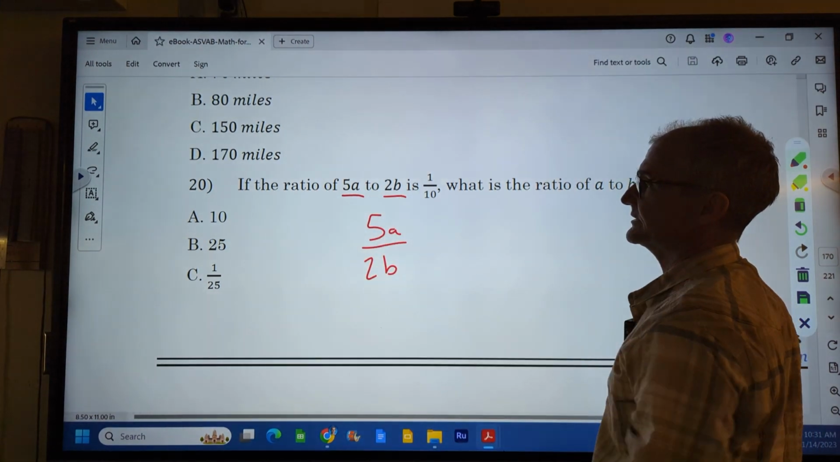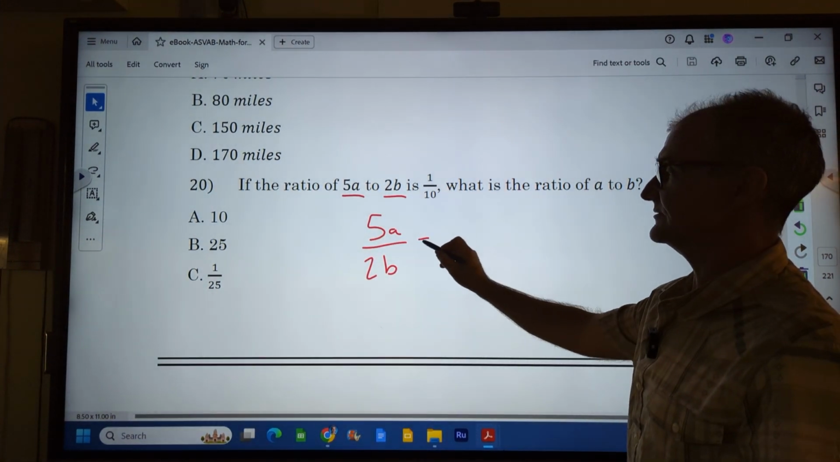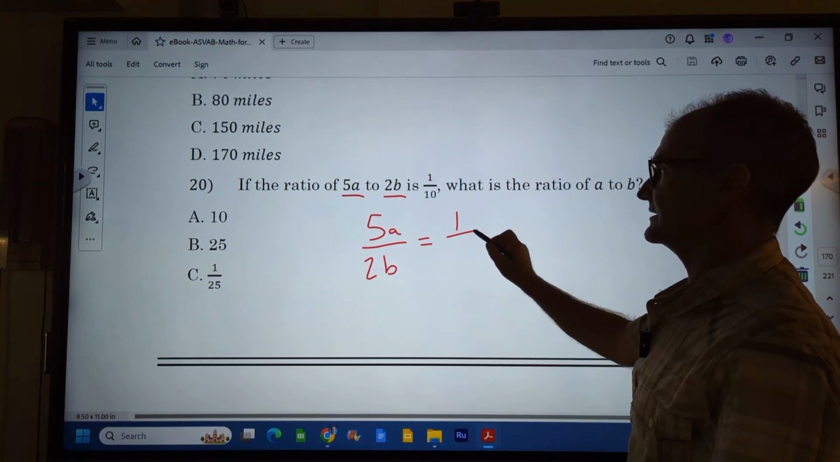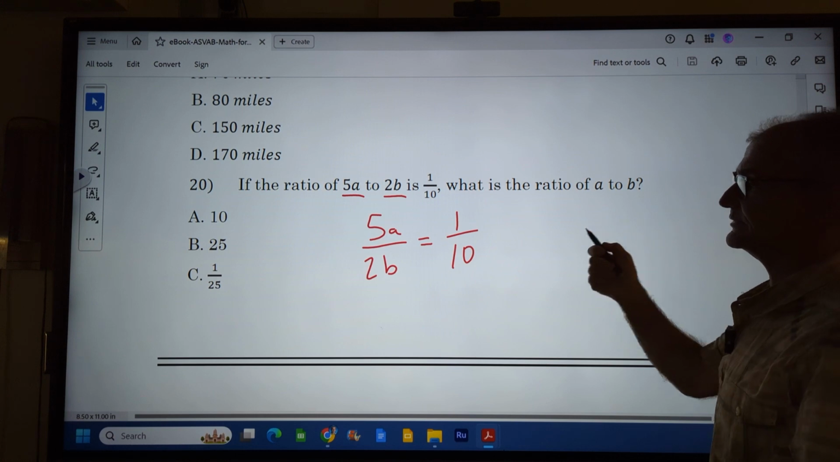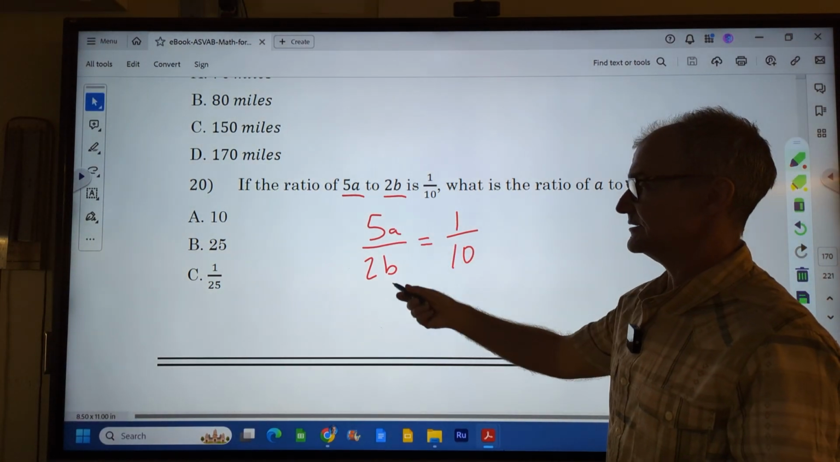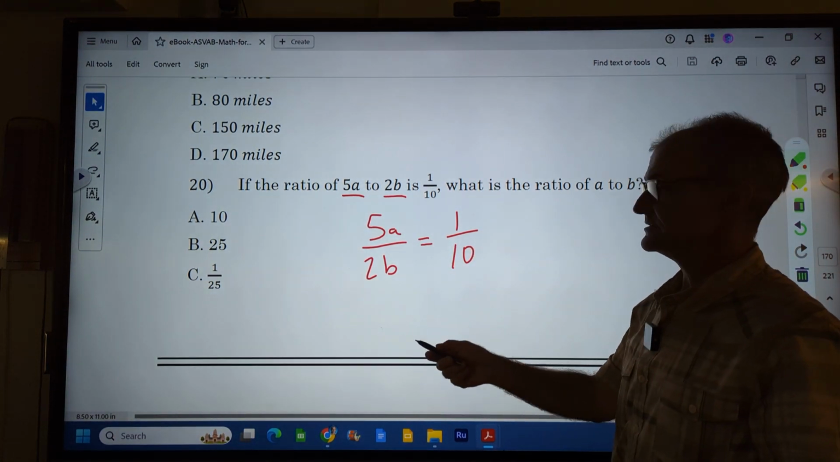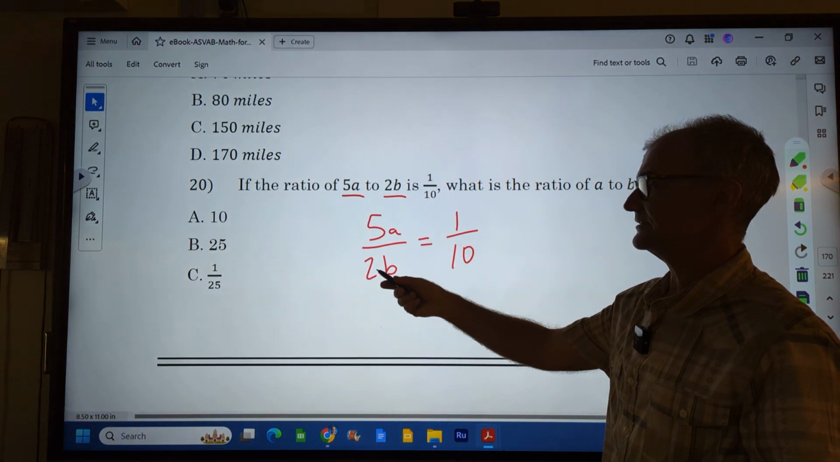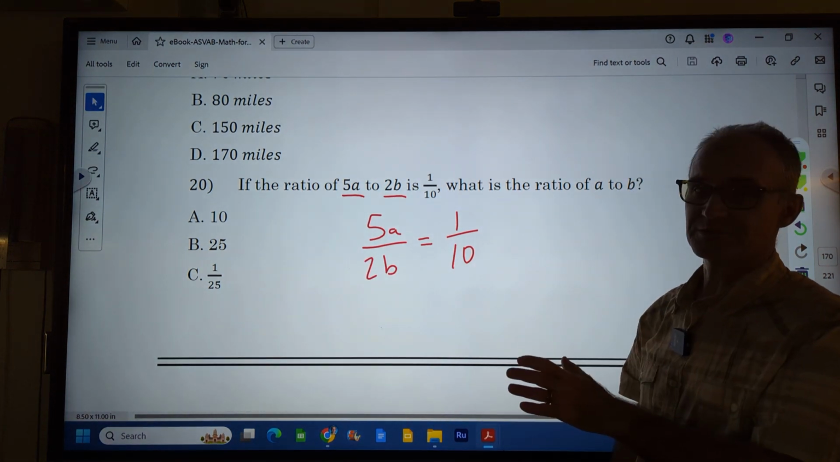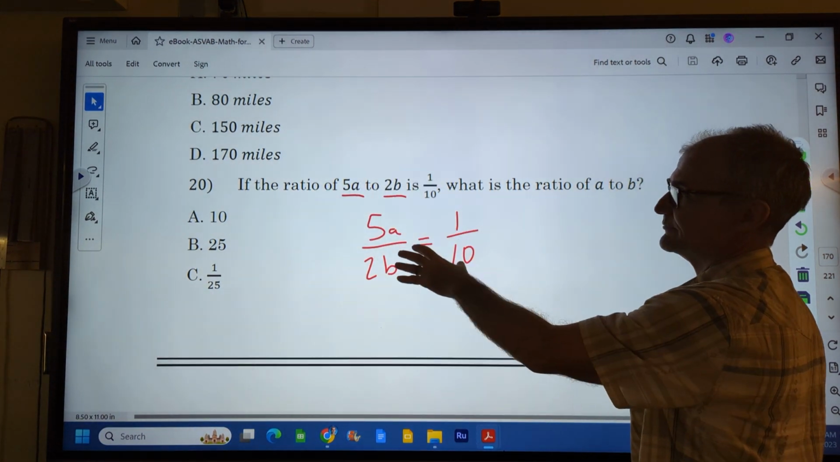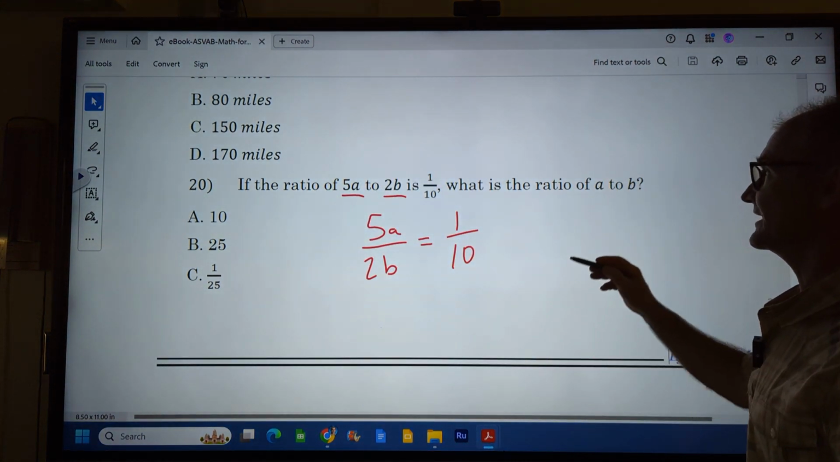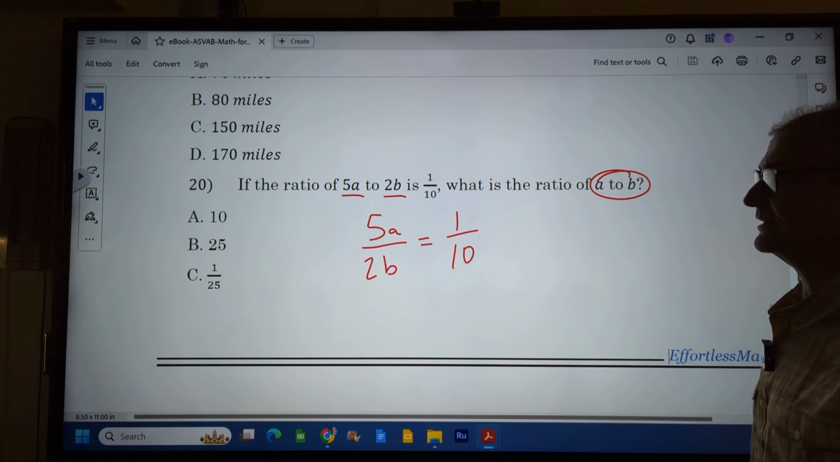Number 20, if the ratio of 5a to 2b, that's what that word "to" means, equals 1 to 10, right? What is the ratio of a to b? So I have to get a and b by themselves. So I need to get rid of the 5 and the 2, right? So the hardest part of this problem, without a doubt, is just translating this sentence to that picture and then identifying exactly what it is we want.